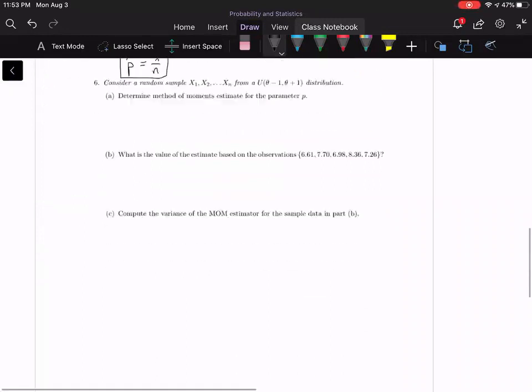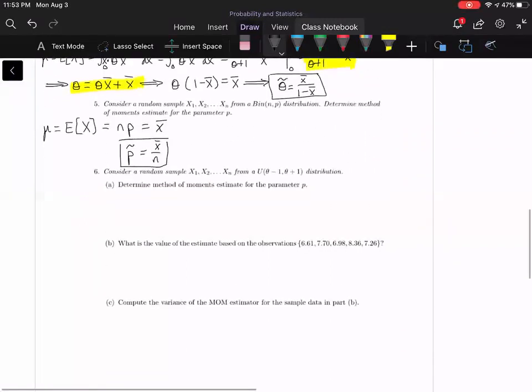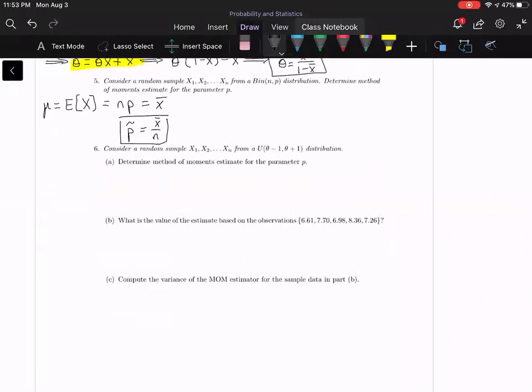All right, number 6. And wow, this is the last one on this handout. Consider a random variable where x1 through xn come from a uniform distribution. That uniform spans theta minus 1 to theta plus 1. And we want a method of moments estimate for the parameter. That should say theta, not p.